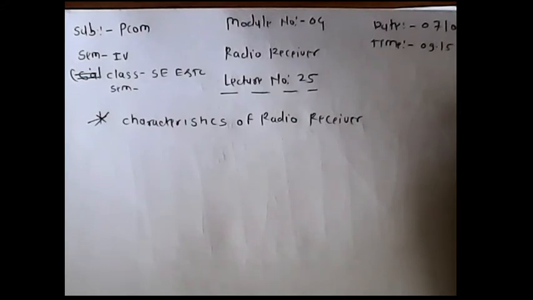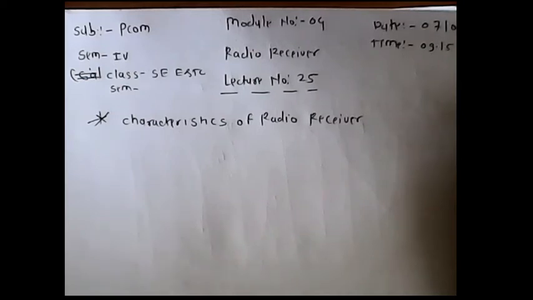So today we'll start with module number 4 of the lecture series Principles of Communication Engineering, for second year Electronics and Telecommunication. In the previous lecture, number 24, we completed module number 3, angle modulation and demodulation. In this lecture, we saw frequency modulation and phase modulation, various circuits, and applications of amplitude modulation and frequency modulation.